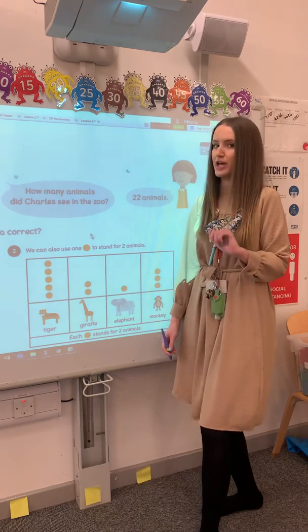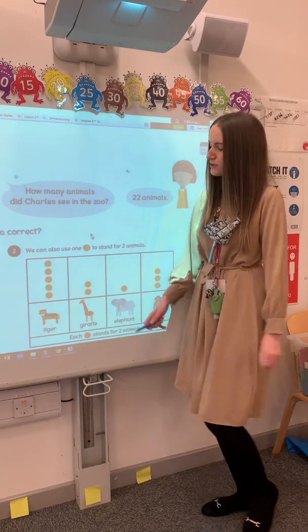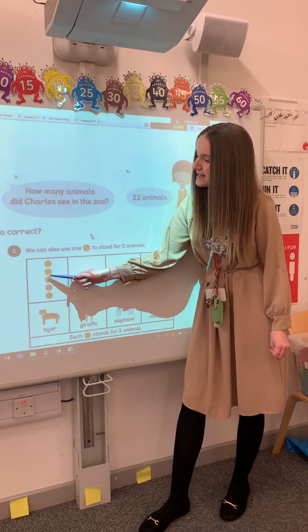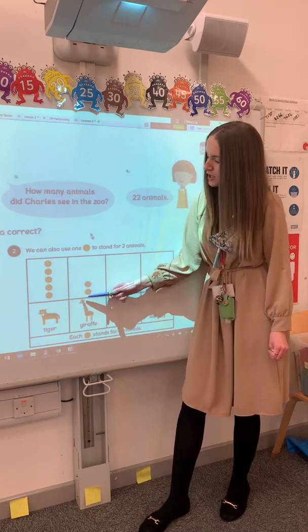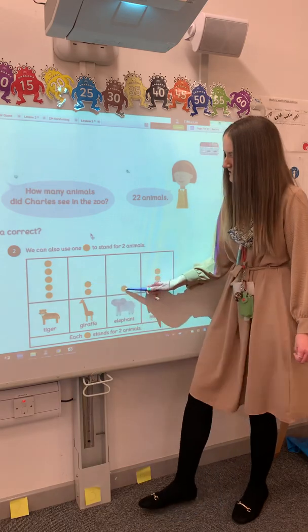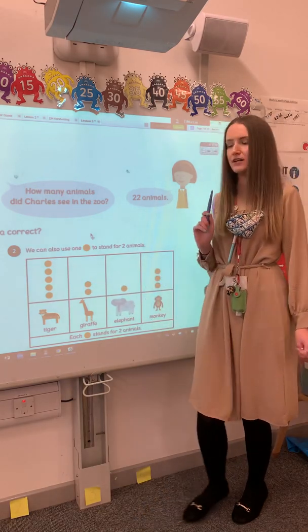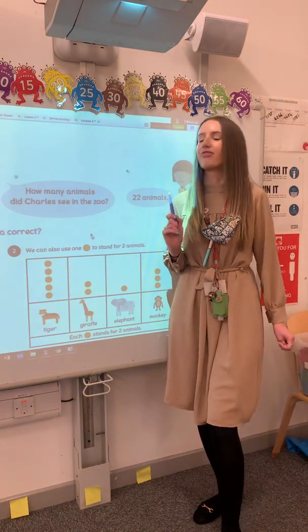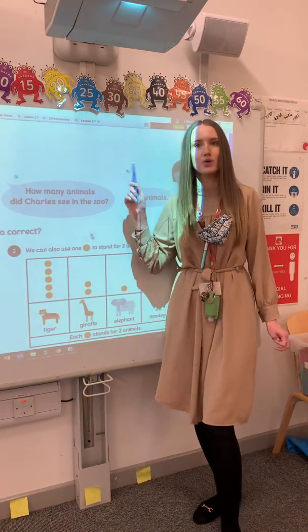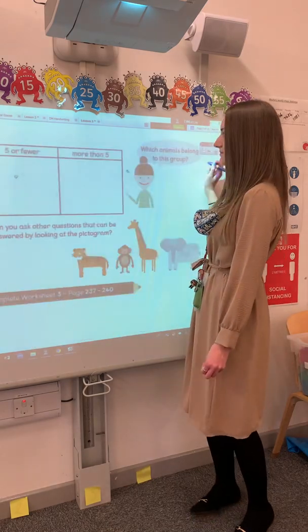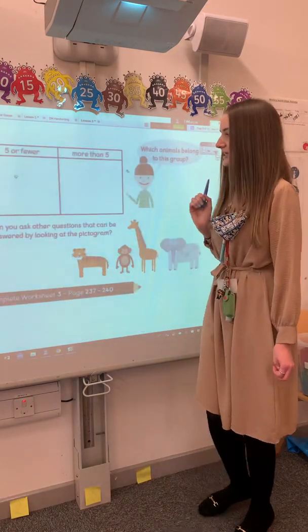Or, to double check, we can count in our 2s. Count with me. 2, 4, 6, 8, 10, 12, 14, 16, 18, 20, 22. So is the scale correct? Is Amira correct? That's correct. He did see 22 animals in the zoo altogether. Well done. Right, this time we've got a challenge.